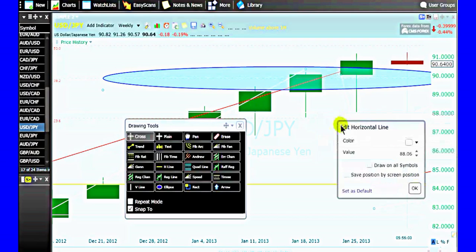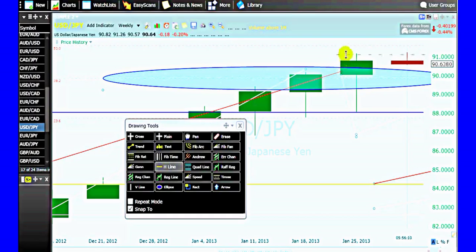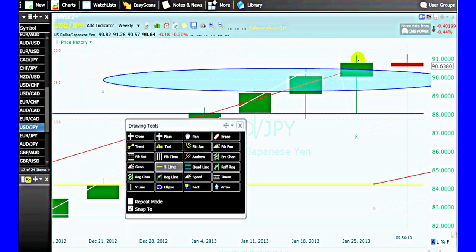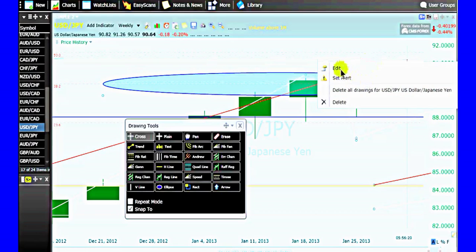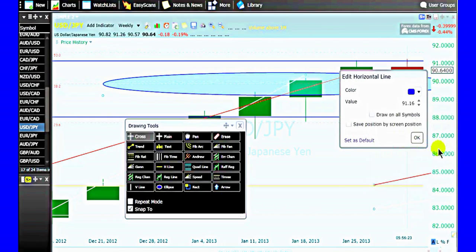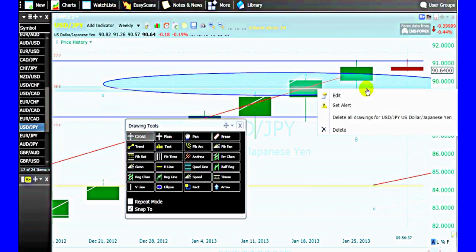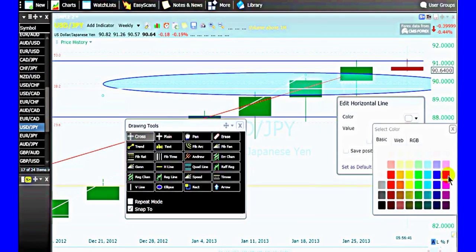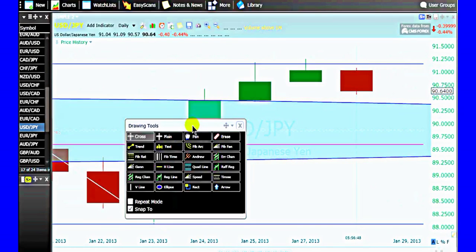I'll color it blue. And we also draw the high of last week. And we will draw the median line, which is roughly, if you accept it, somewhere here, which I always color pink, so I know straight away this is for the weekly. And then we go to last Friday on the daily chart.